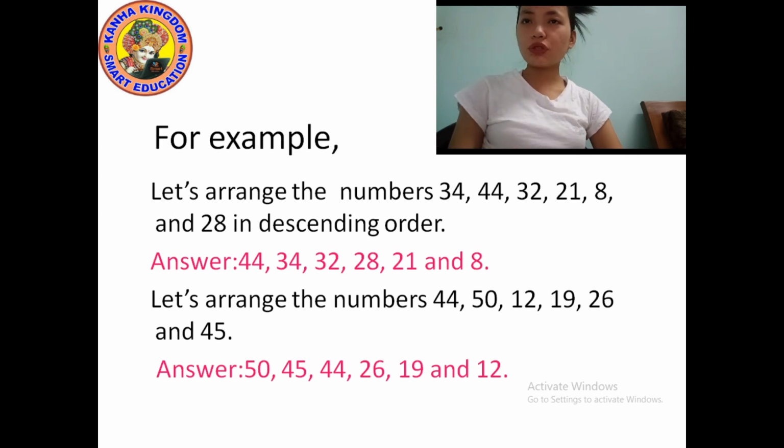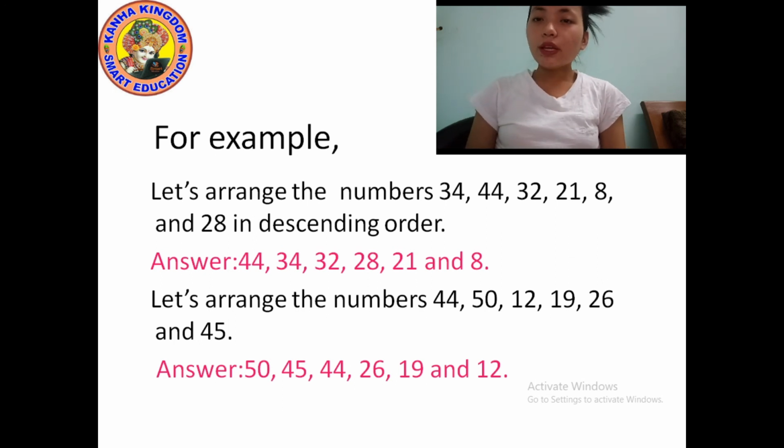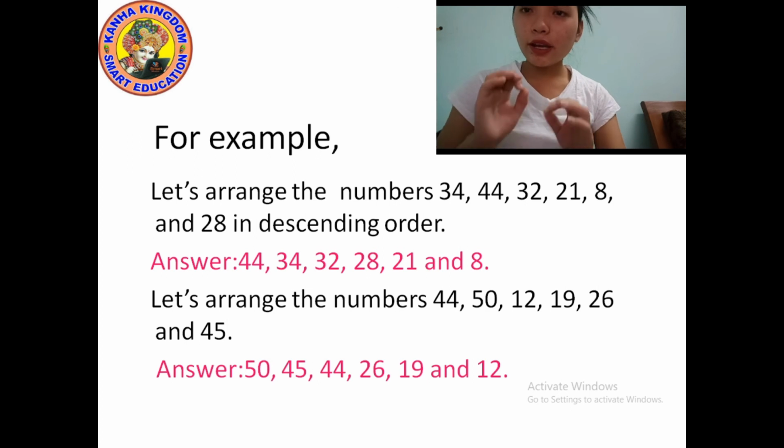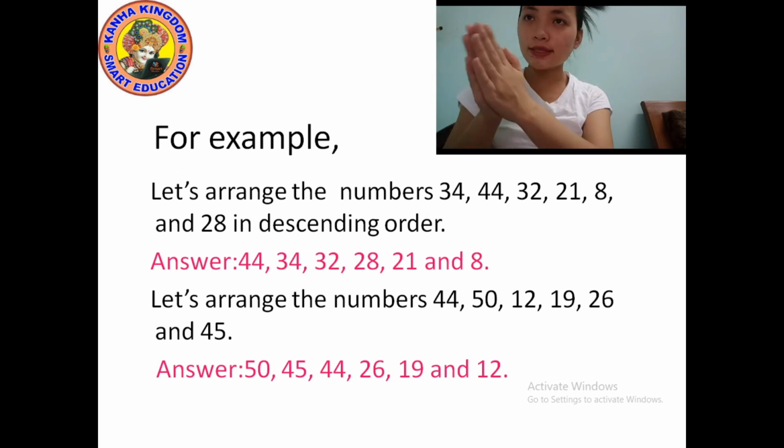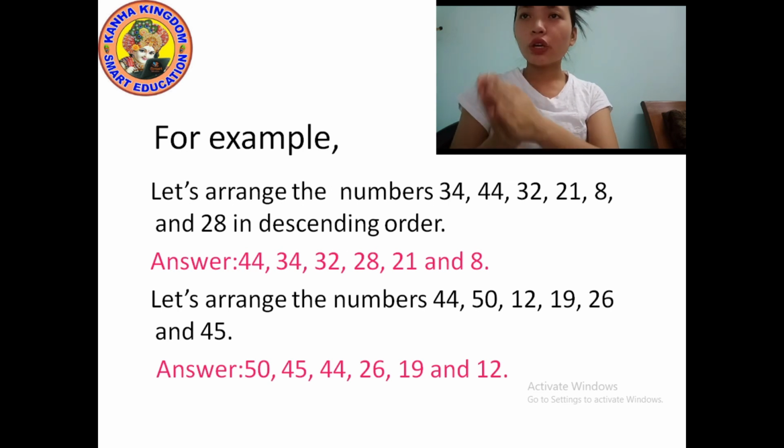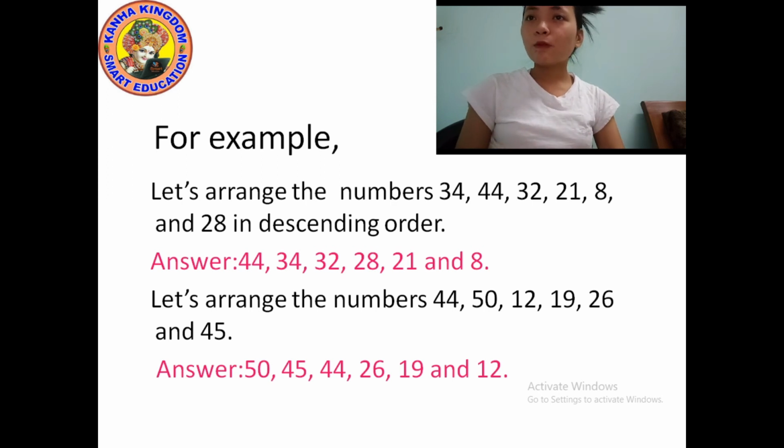After 44, which number will come? Obviously 34, right? Again I am telling you, descending order means arrangement of numbers from biggest to smallest. When numbers are arranged from biggest to smallest, they are said to be in descending order. So you have to arrange all these numbers in descending order, writing first the biggest number down to the smallest number.